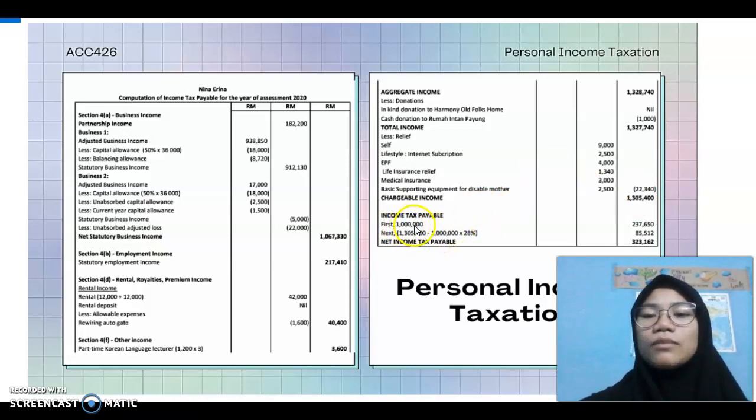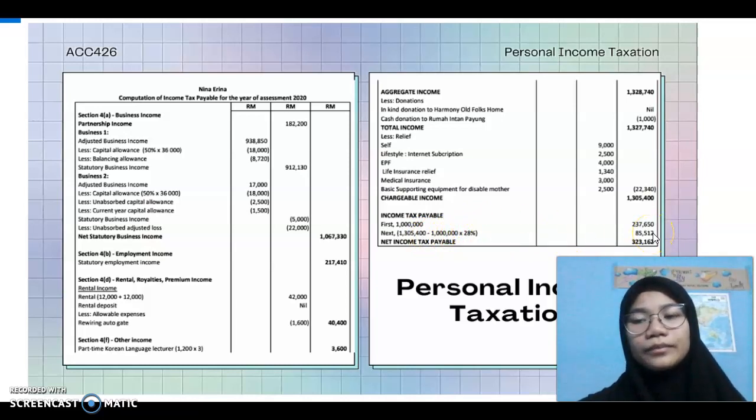So the first 1 million ringgit, she needs to pay 237,650, while the next 305,400 will be imposed with 28%, which then equals 85,512. This is the net income tax payable, which she needs to pay to the government.